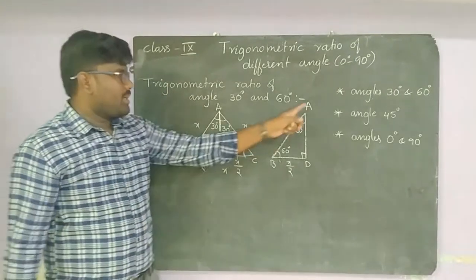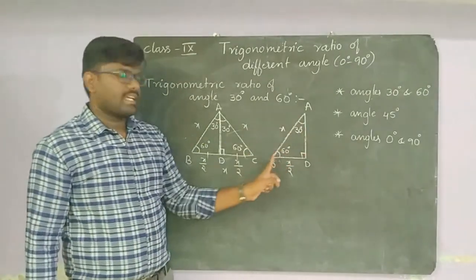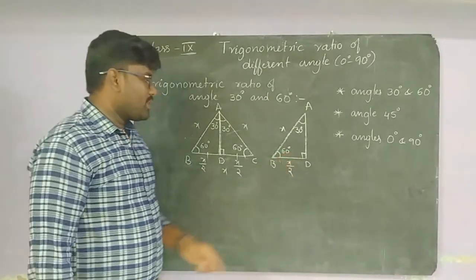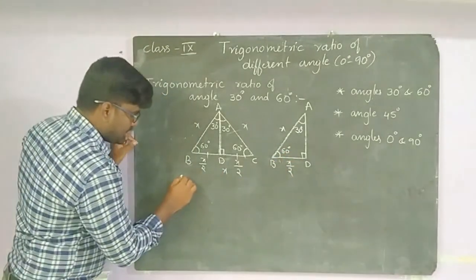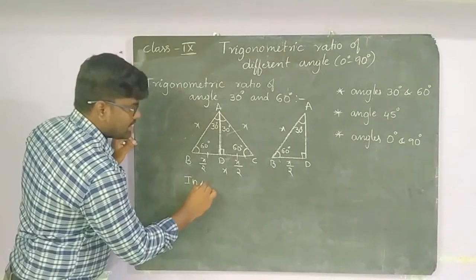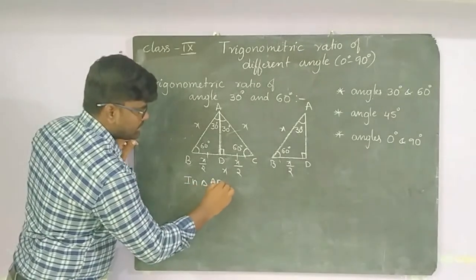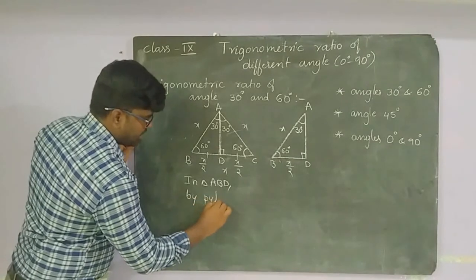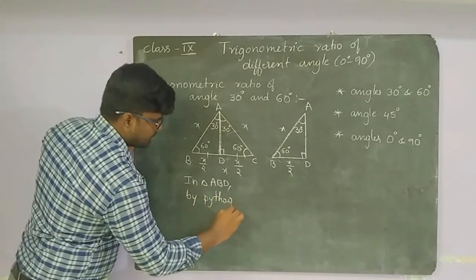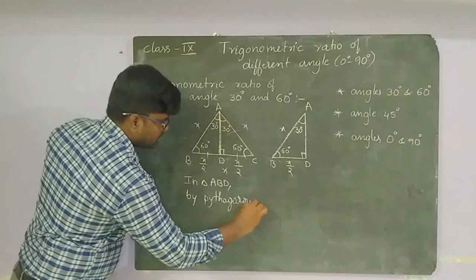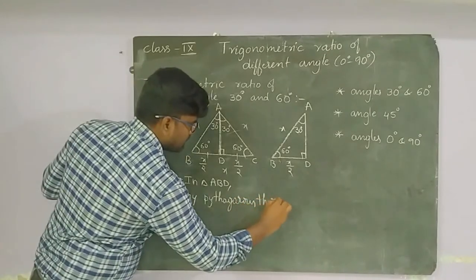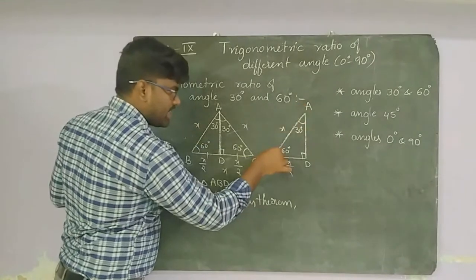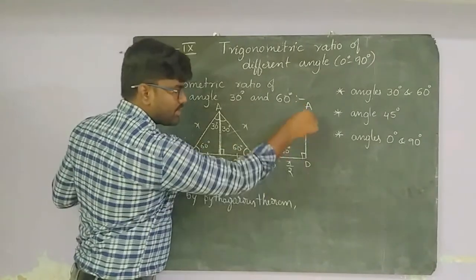Observe, ABD is a right angle triangle. We can apply the Pythagoras theorem. When you apply the Pythagoras theorem in triangle ABD, by Pythagoras theorem, hypotenuse square AB square is equal to side square plus side square.